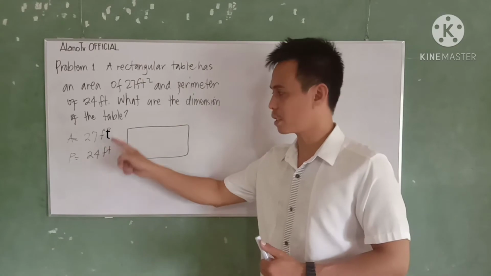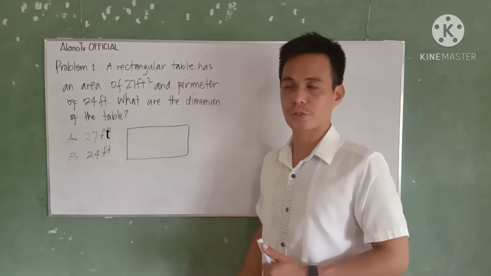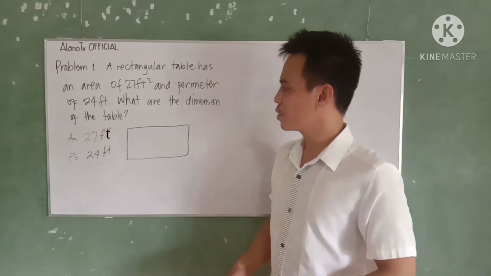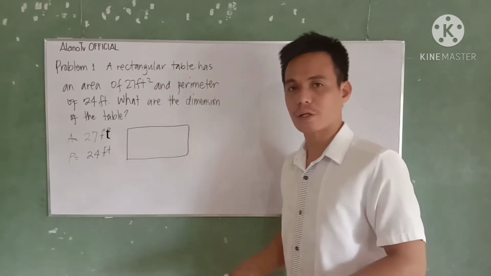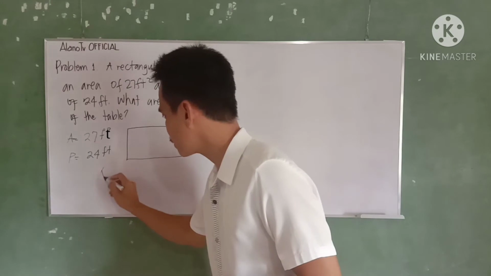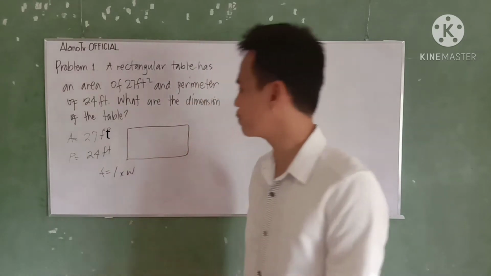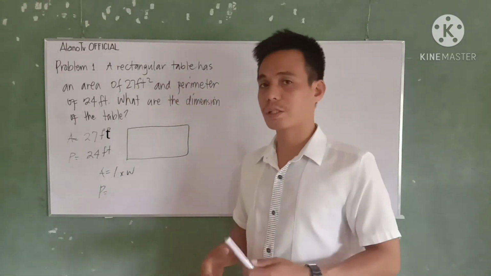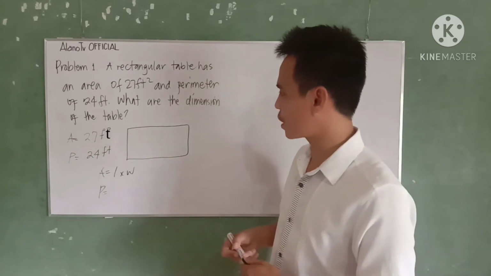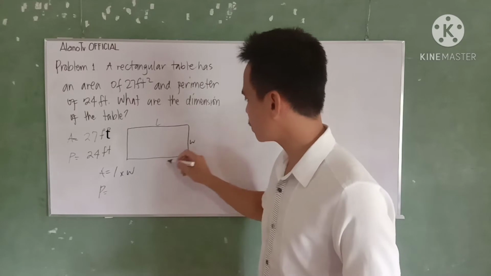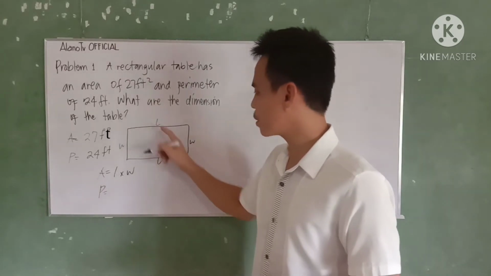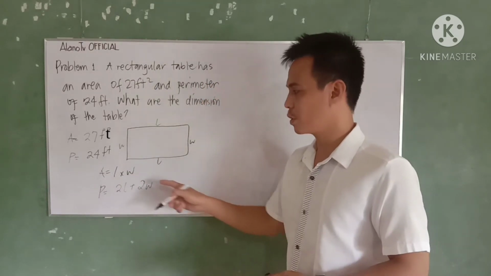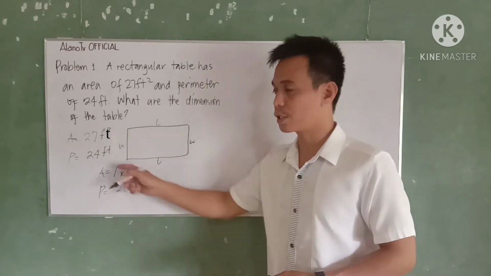So since ang given ng area and the perimeter, so let's go find what are the formulas of the area and the perimeter. So ang formula ng area ng rectangular shape is area is equal to length times width. And for the perimeter, we add all the sides of the rectangle. So this is length, width, and width. So therefore, this is 2 length plus 2 width. Okay? So let's relate that with the given data.